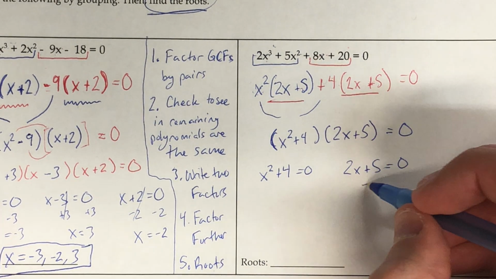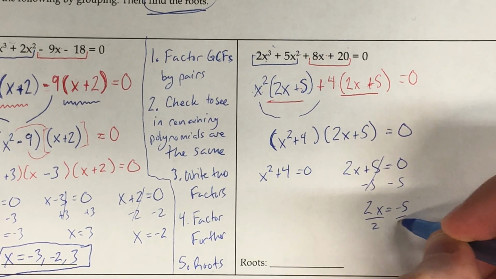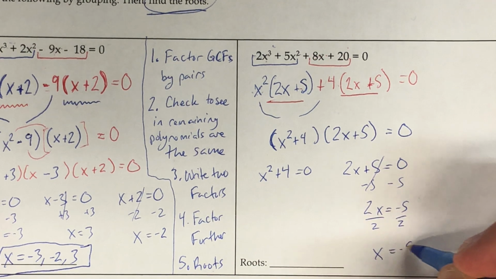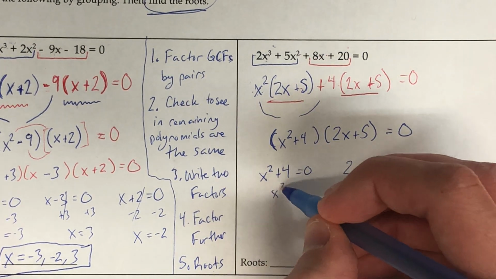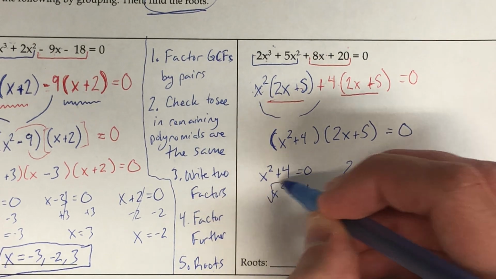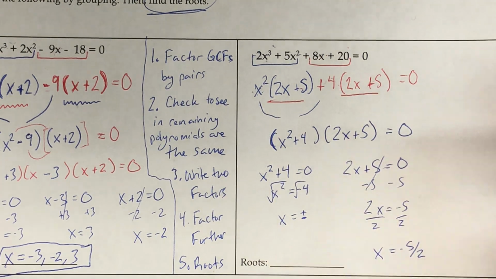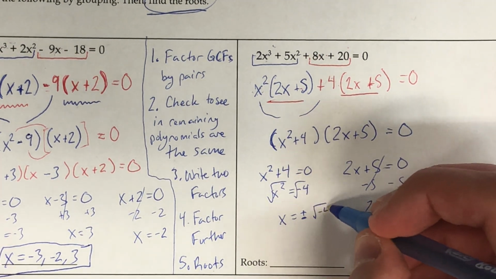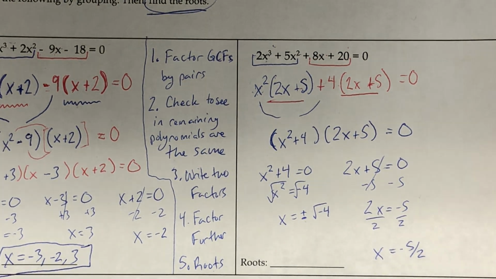We'll solve the one on the right first, so subtract 5 from both sides to get 2x equals negative 5. Divide by 2 to get x equals negative 5 over 2. Okay? For the other, subtract 4 to get x squared equals negative 4. Take the square root, get x equals plus or minus the square root of negative 4. So plus or minus comes in whenever you take the square root. There's always a positive and negative solution.